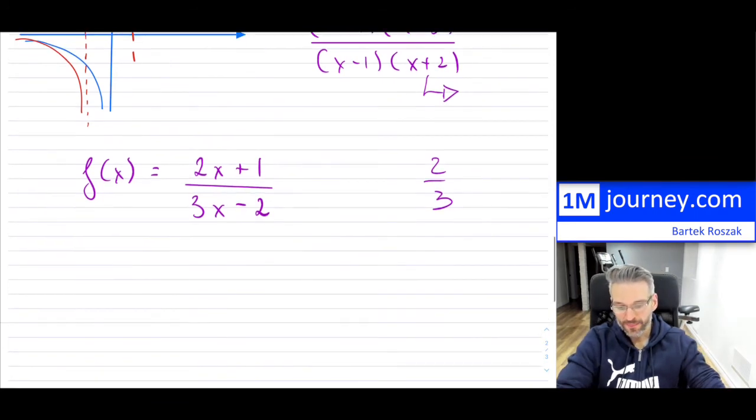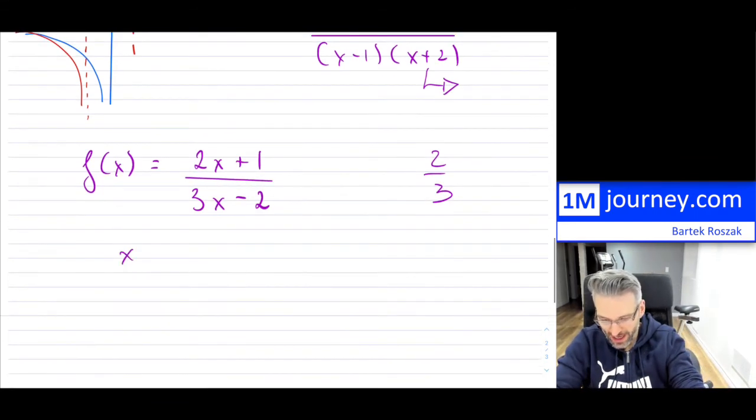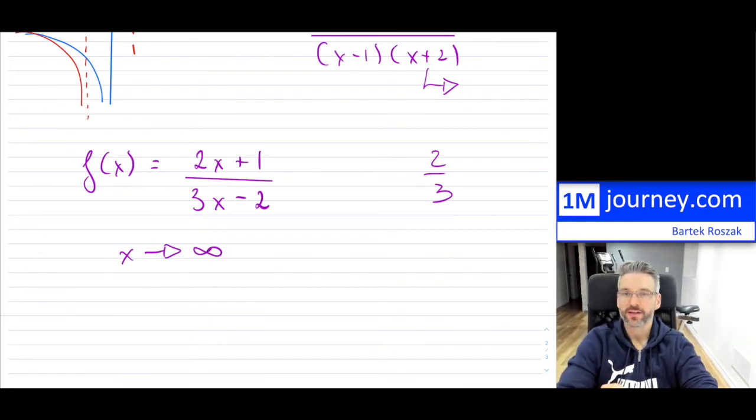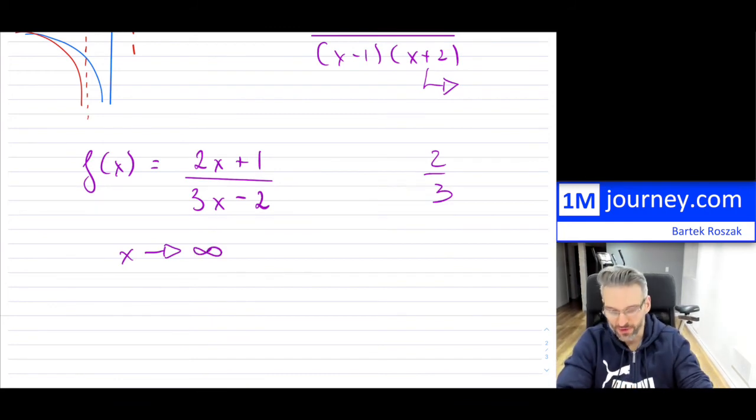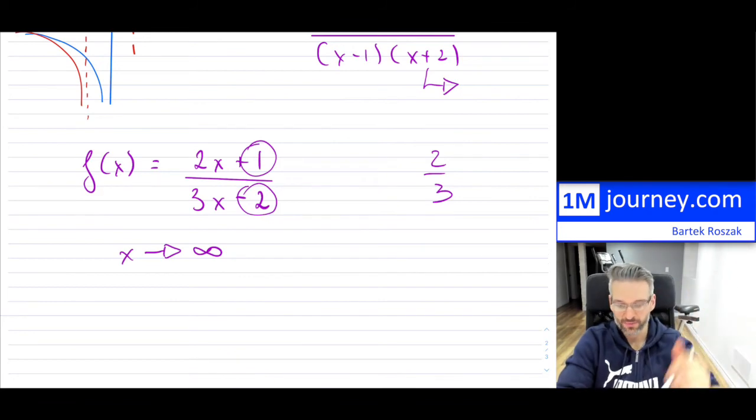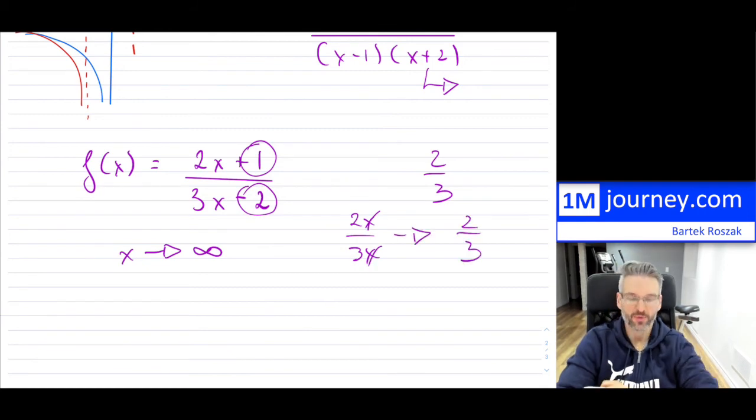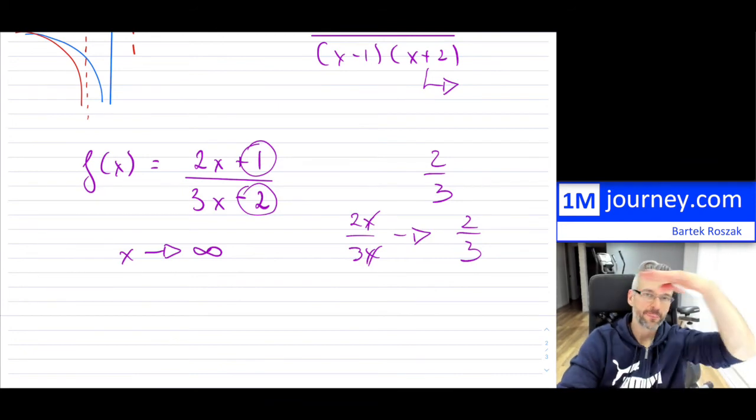And now, if you let x tend to infinity, so it gets bigger and bigger, and you start substituting bigger numbers, these you basically ignore. If you ignore these as x gets bigger and bigger, then really this is just 2x over 3x. So the x and the x cancel, and it looks like this is going to be approaching 2 over 3. So you're going to have a horizontal asymptote on the right-hand side, on the positive side.